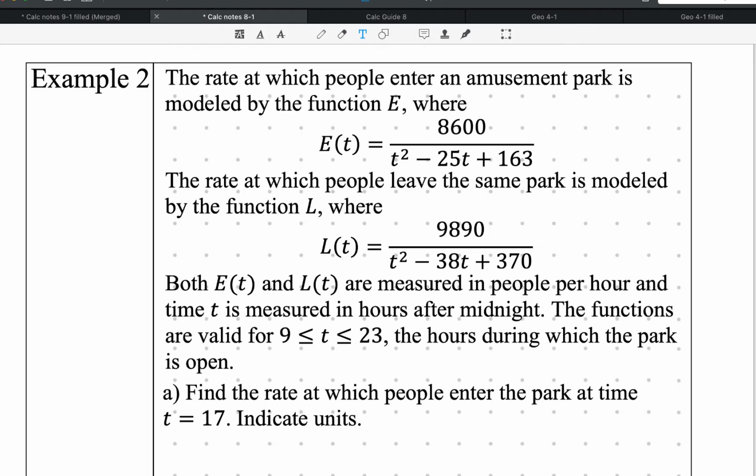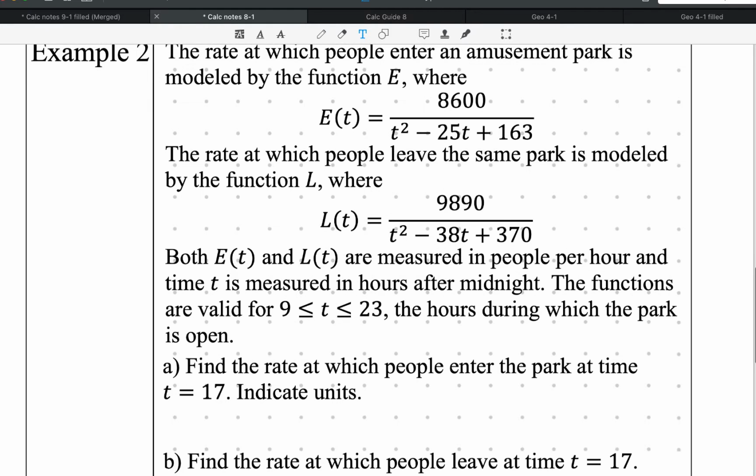The rate at which people enter an amusement park is modeled by the function E. The rate at which people leave the same park is modeled by the function L, where both E of t and L of t are measured in people per hour, and time t is measured in hours after midnight. The functions are valid for 9 is less than or equal to t, and t is less than or equal to 23. The hours during which the park is open. A. Find the rate at which people enter the park at time t equals 17 and indicate units.